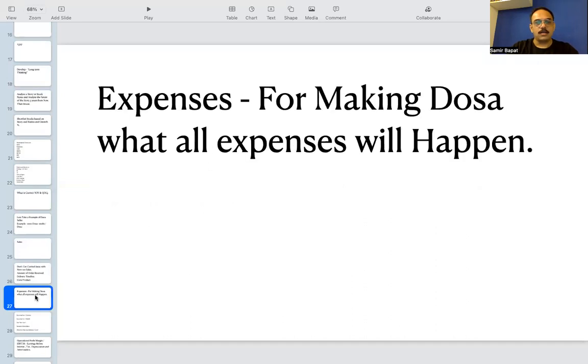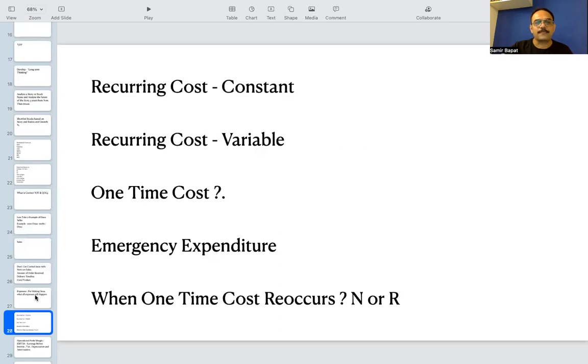Now, second is, we said, okay, there was a dosa maker and that was the sales. So when he's making a dosa, what all expenses will occur? So let's go one by one. What are the recurring costs for making a dosa? What cost might he incur repeatedly?